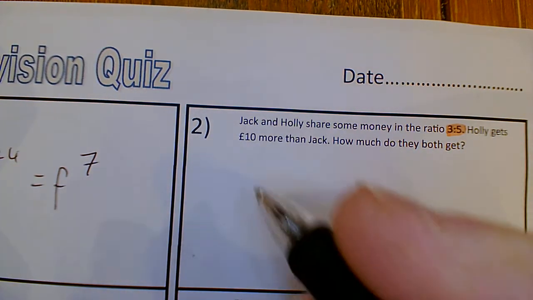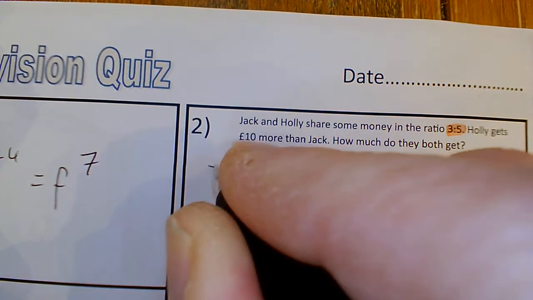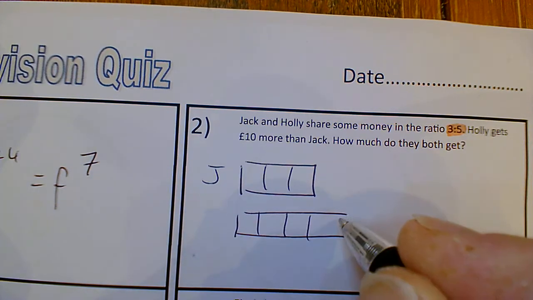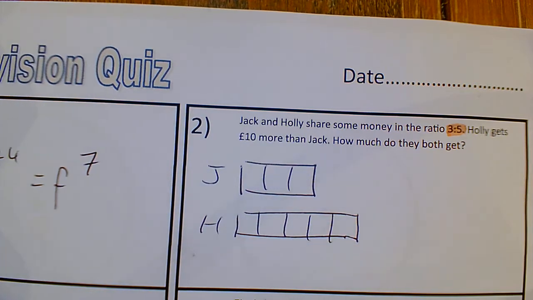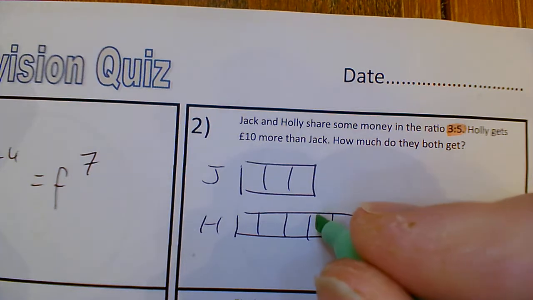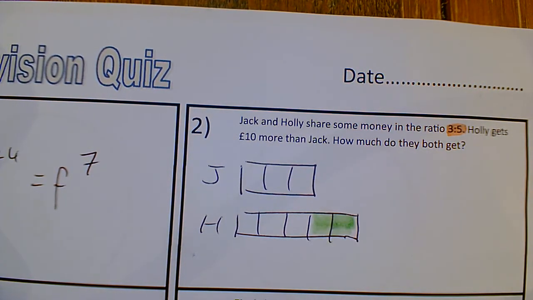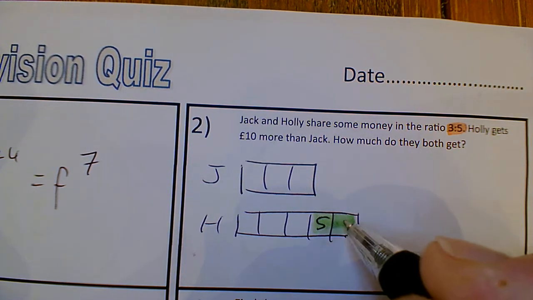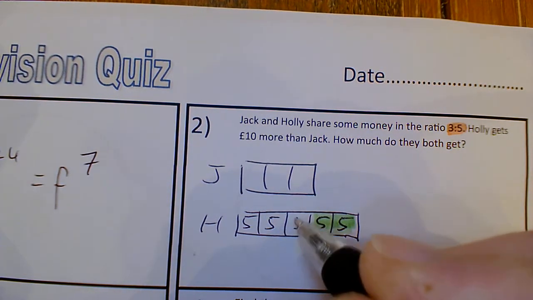This is the ratio that I've highlighted. I'm going to draw my boxes. It's going to be 3 for Jack and 5 for Holly. And it says that Holly gets £10 more than Jack. So it's these two boxes here that represent the £10 more. If that whole section is £10, then each box must be a fiver. Which means that every box is a fiver.